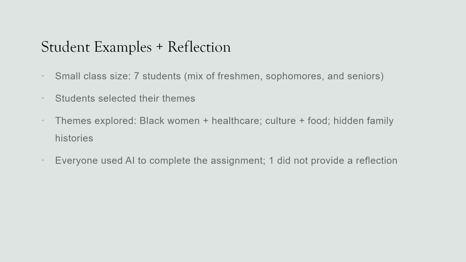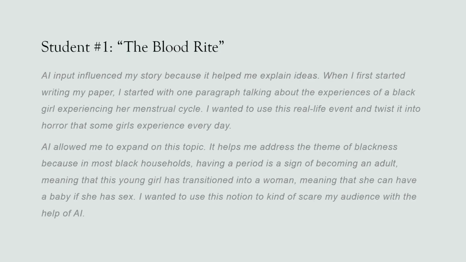So everyone completed the assignment, and only 1 student did provide a reflection. Nothing too serious, they just forgot to do the extra part of the assignment. So one of the stories I'm highlighting is called The Blood Right. This particular story is about a student wanting to talk about getting your menstrual cycle as a young girl, and how that can be a horrific experience depending on how it happens.